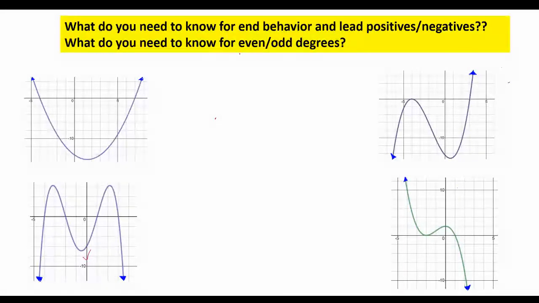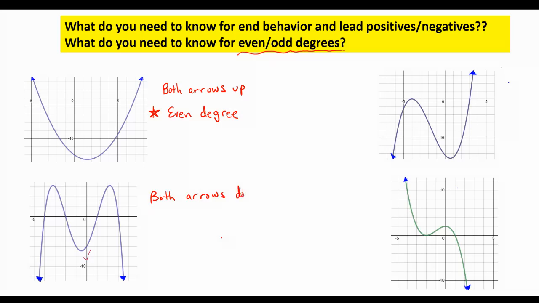So for even and odd degrees, if both arrows are up, then you have an even degree. Same with this one, both arrows down, then you also have an even degree. And what that means is your function has x squared in it, x to the 4th, x to the 6th. So these degrees are even numbers. That's how many x's are in the actual function.